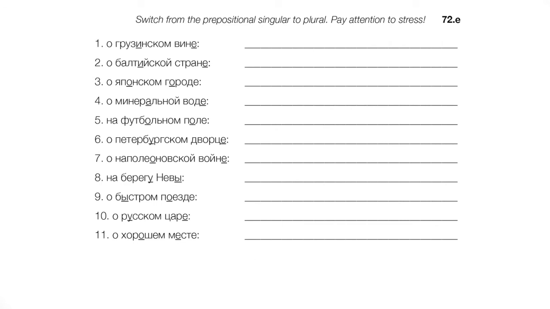Okay, the tsar is an in-stress masculine, so the plural would be цари. About the Russian tsars would be о русских царях, soft. And about a good seat, like in the theater. Okay, that's место, so the plural would be места. And we talk о хороших местах. So you see, with these examples, sometimes you do have to worry about gender, in the sense that you're worried about stress patterns. These examples are a little bit trickier.